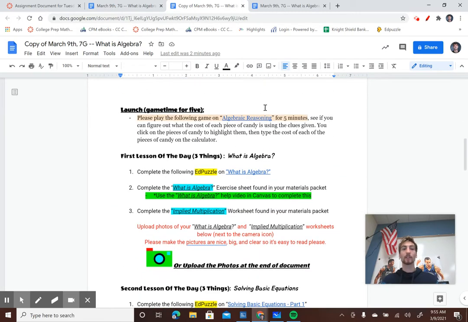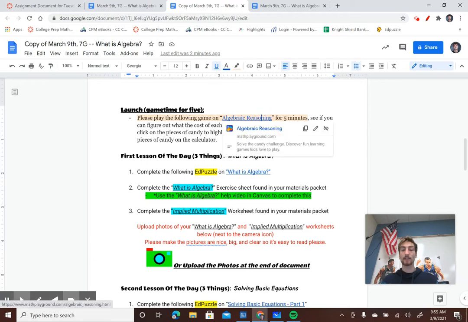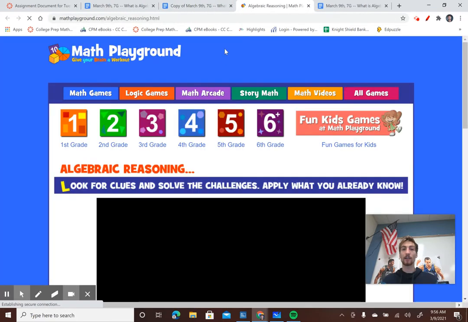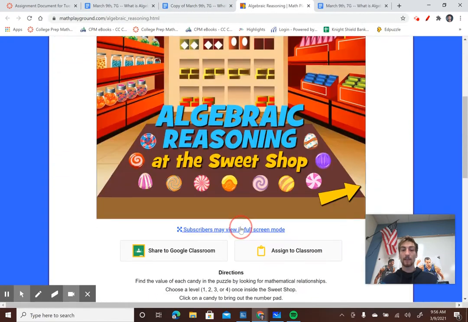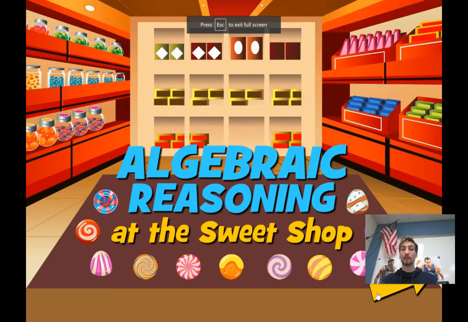The launch is to play this game for 5 minutes. So you're going to go ahead and click on this game here, and you're going to see if you can figure out what the cost of each of these candies is based on the information that's given.